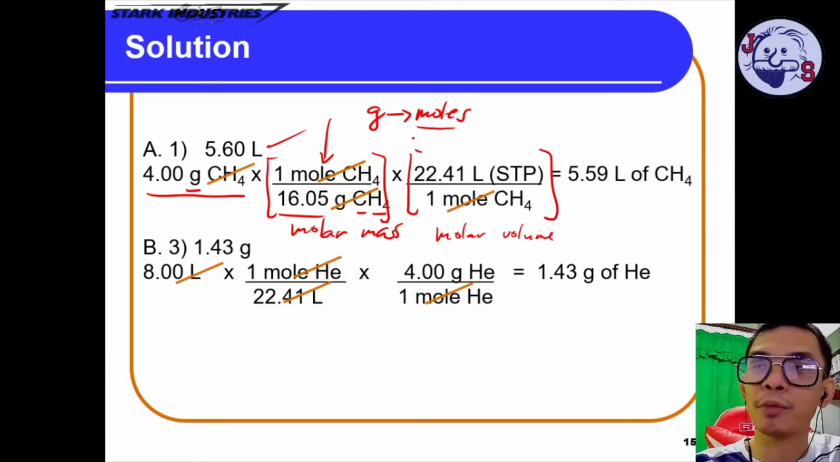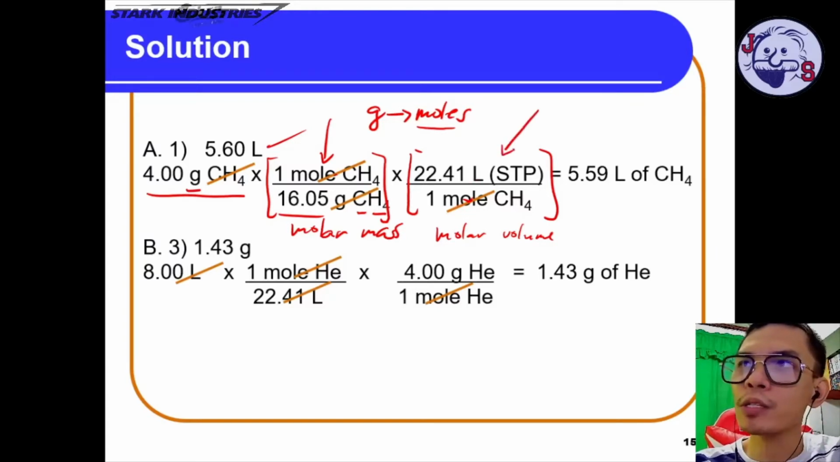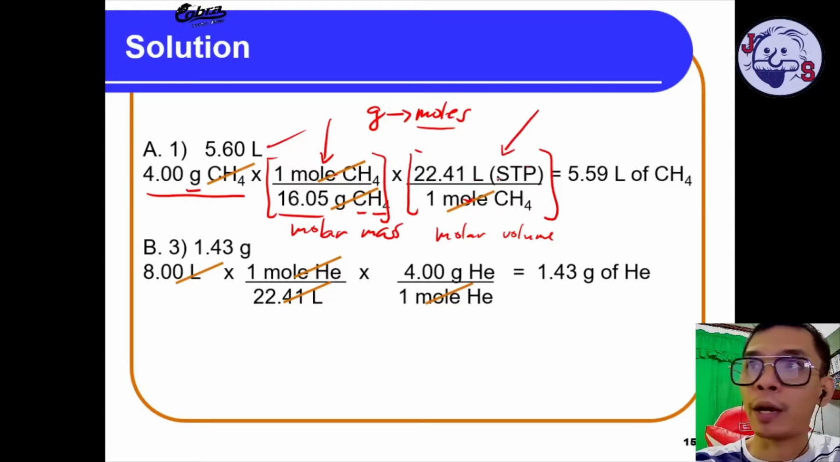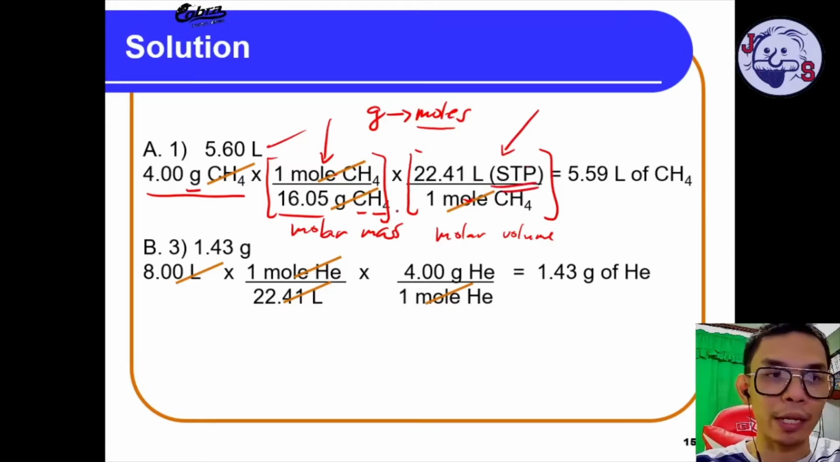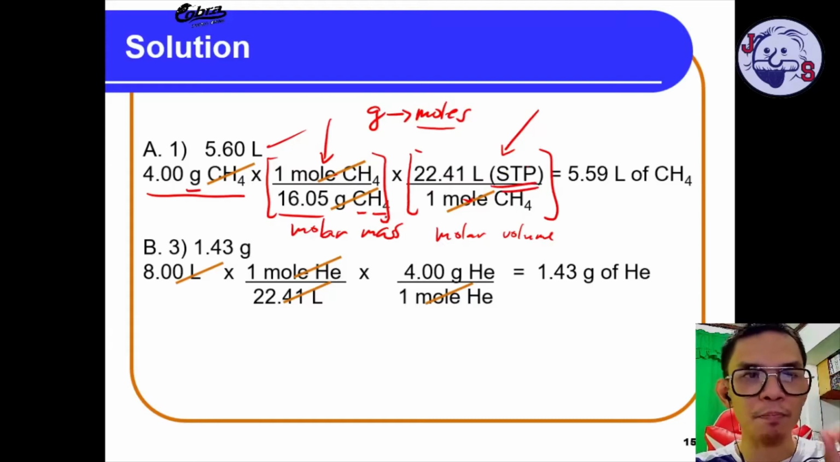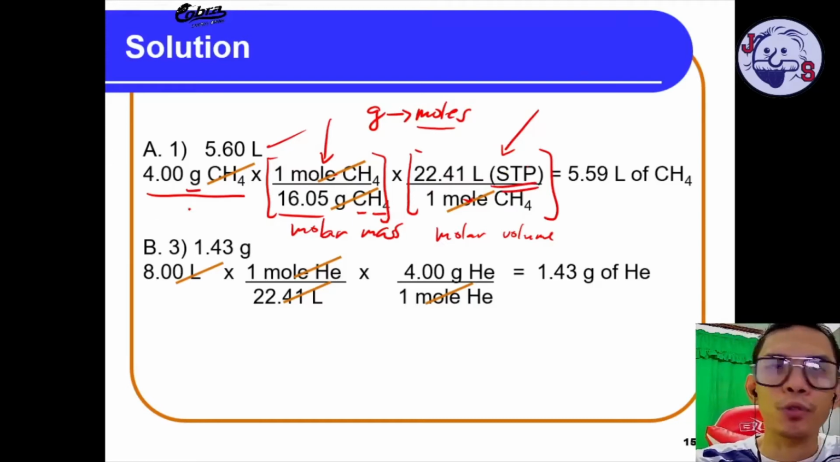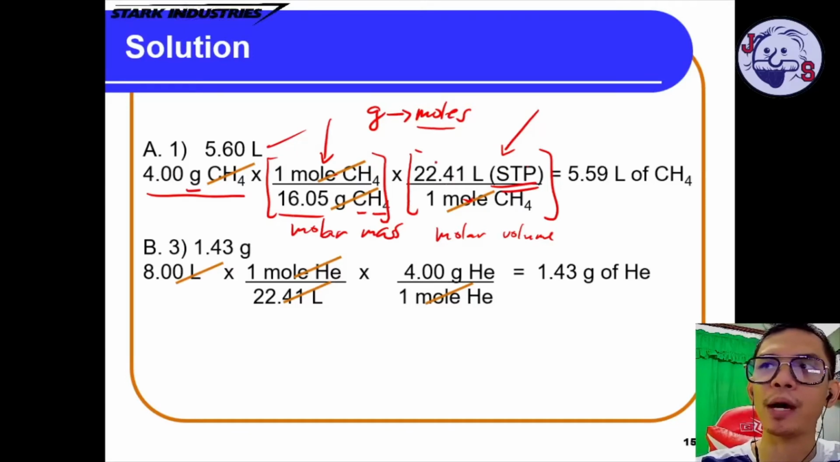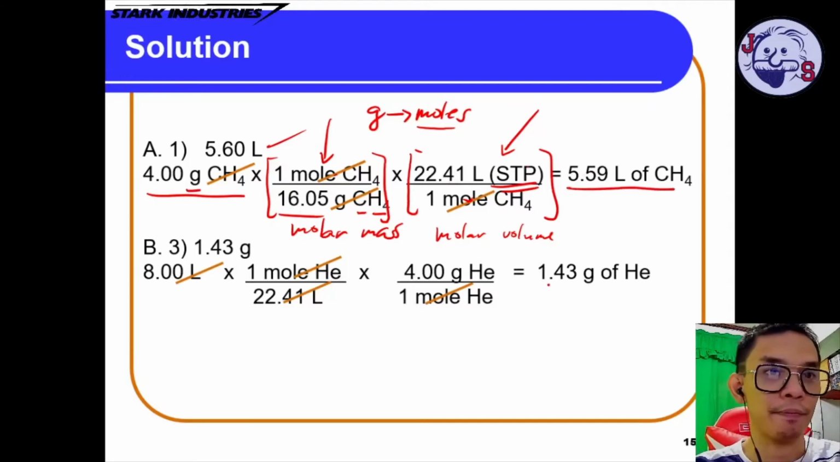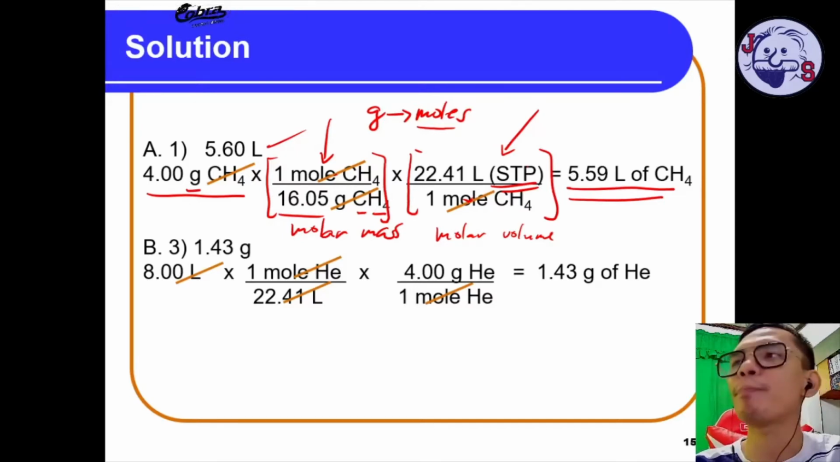So your mass must be in moles in order for you to cancel this one out and multiply it by the molar volume. Now, you can only use this one at STP. Again, at STP. Now doing the math: 4 divided by 16 times 22.41, you will get this answer. So 5.59 liters of methane gas.